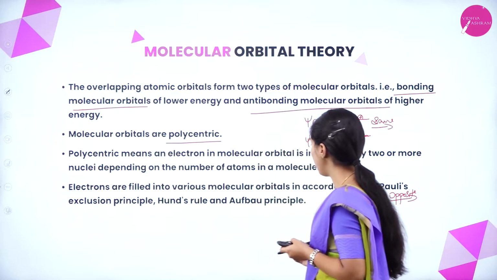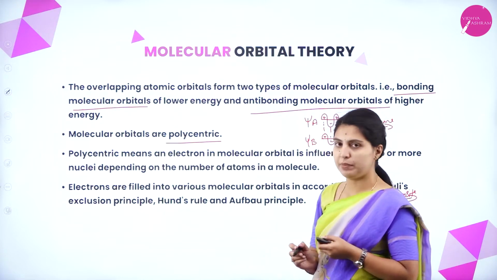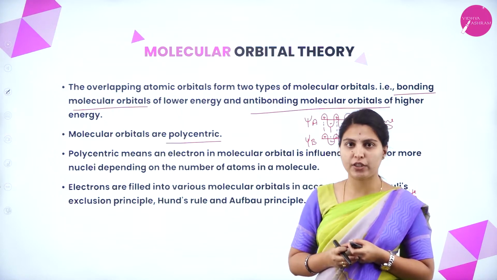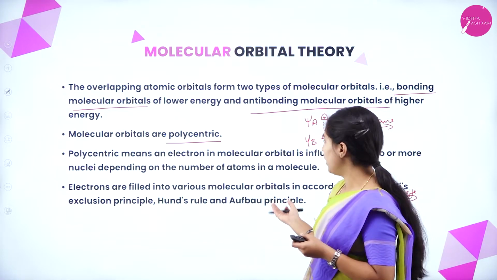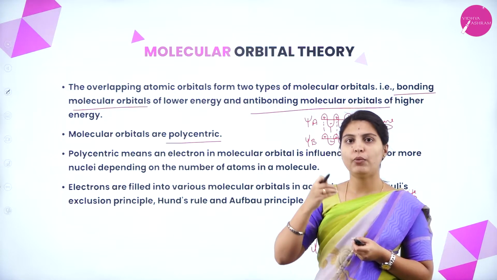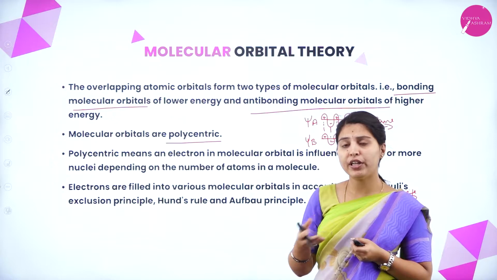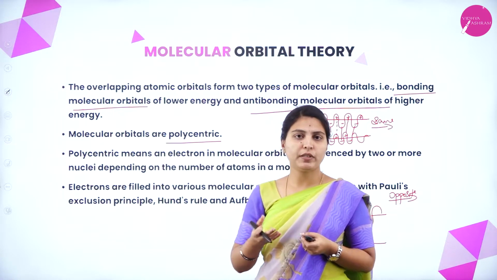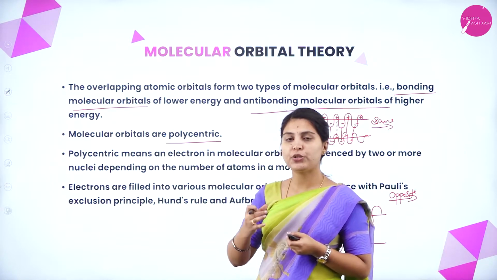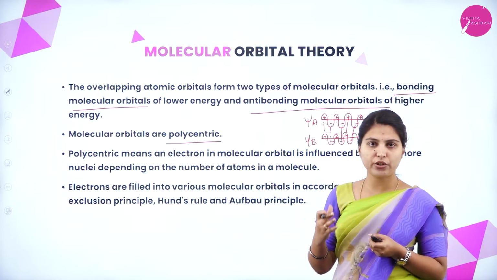Electrons are filled into various molecular orbitals in accordance with Pauli's exclusion principle, Hund's rule and Aufbau principle. These are the things we have discussed in the structure of atom chapter, in the distribution of electrons: Hund's rule, Aufbau's rule and Pauli's exclusion principle. In one orbital, a single electron should be filled first and later it should be paired with another electron. And after everything is added up, the stability of the molecule is more important. These are the things we have seen in those principles. Those principles should be followed in this concept also, as this concept is a continuation of the structure of atom concept.